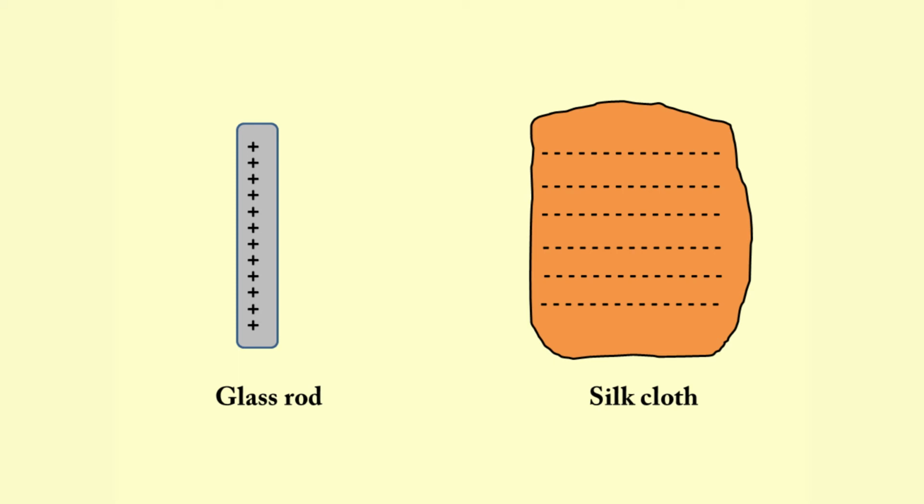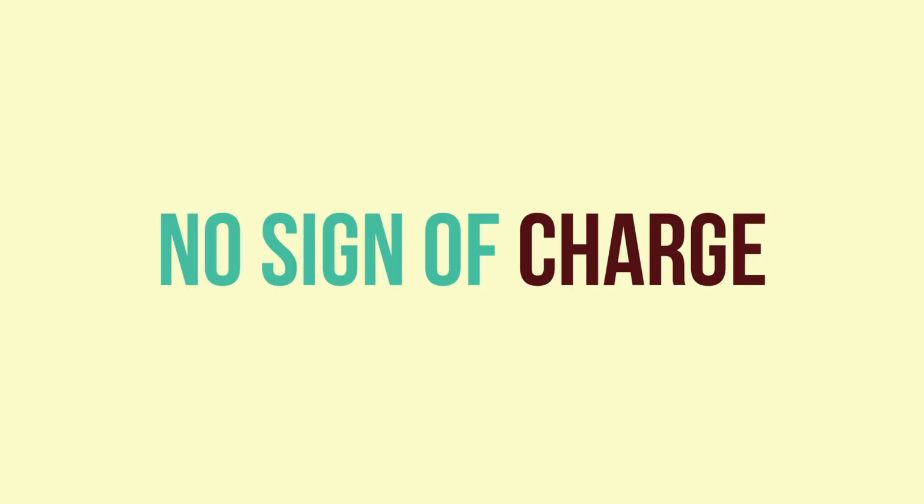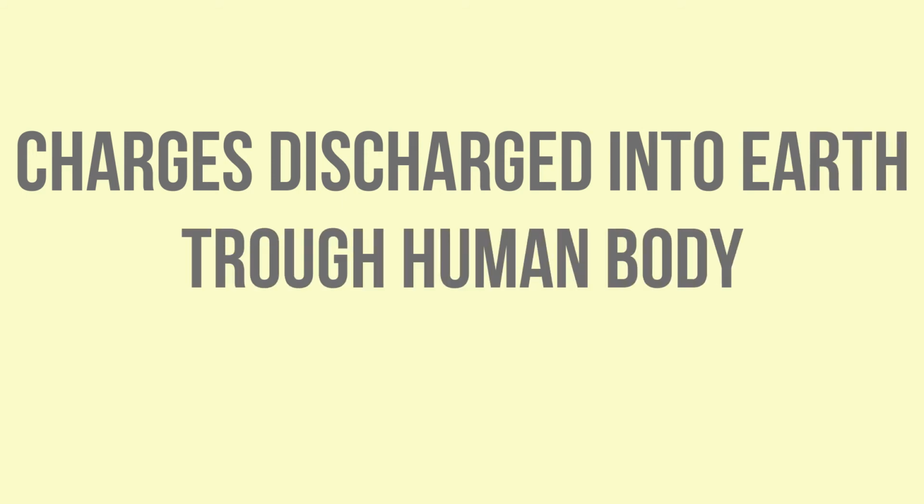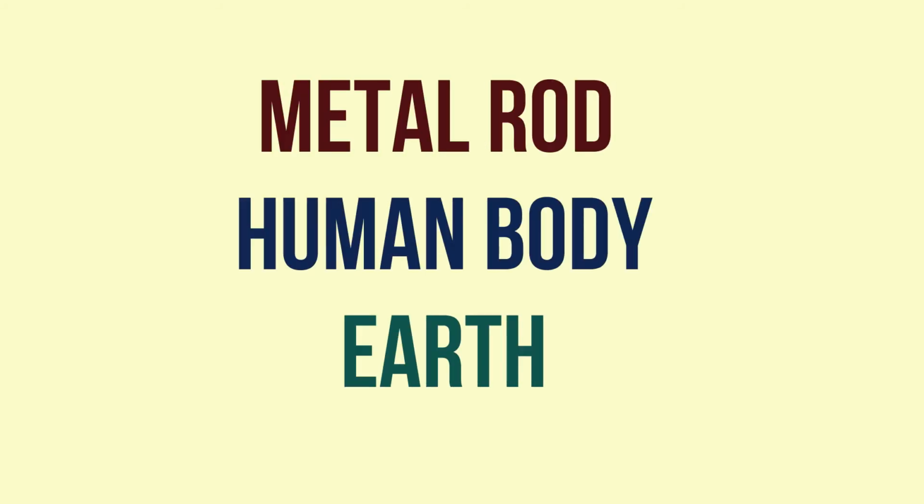Guys, what will happen if I take a metal rod instead of a glass rod? The answer is you will see no sign of charge. Does it mean no charges were created? Absolutely not. The charges that were created on the metal rod are passed through our body and discharged into the earth. The reason is that all three materials, metal rod, human body and earth, are good conductors of electricity.